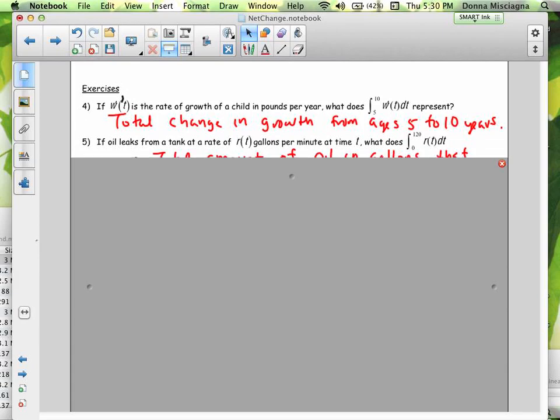All right, number 5. Oops. If oil leaks from a tank at a rate of R of t gallons per minute at time t, what does the integral from 0 to 120 of R of t dt mean? All right, so pause the tape, see what you think it means, and then I'm going to show you the answer. And I would definitely write in these answers afterwards.